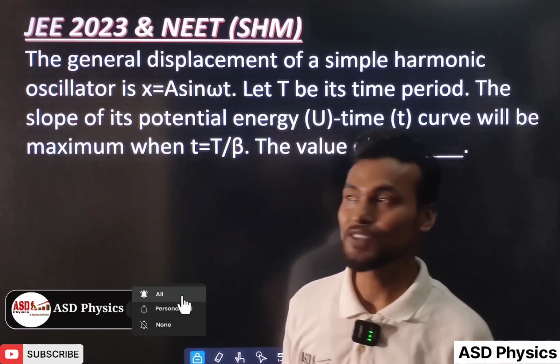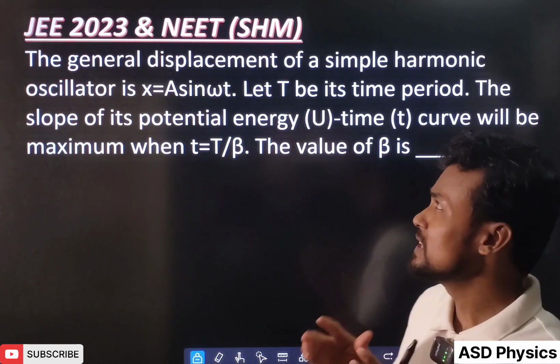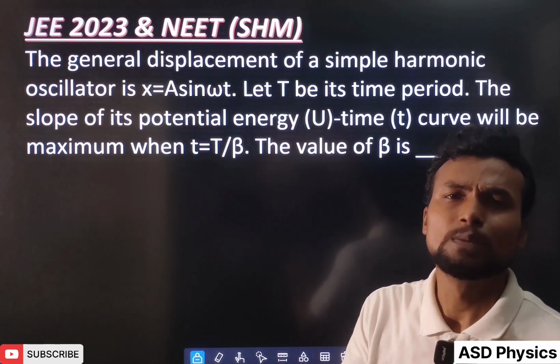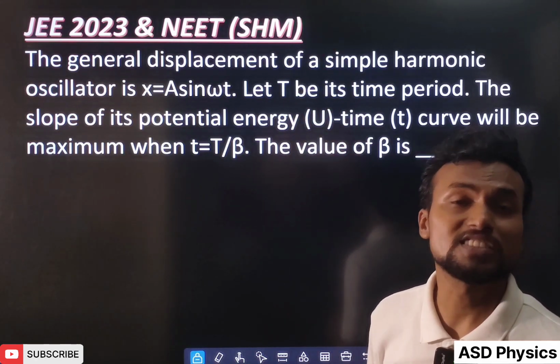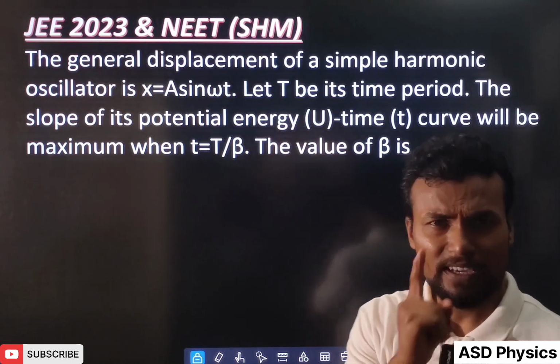So students, in this video we are going to solve the question asked in the JEE 2023 exam, important for NEET, and from which chapter? SHM, that means simple harmonic motion. This chapter is also called Oscillations in 11th. Okay, so let's go through the question and let's learn in a very beautiful way.